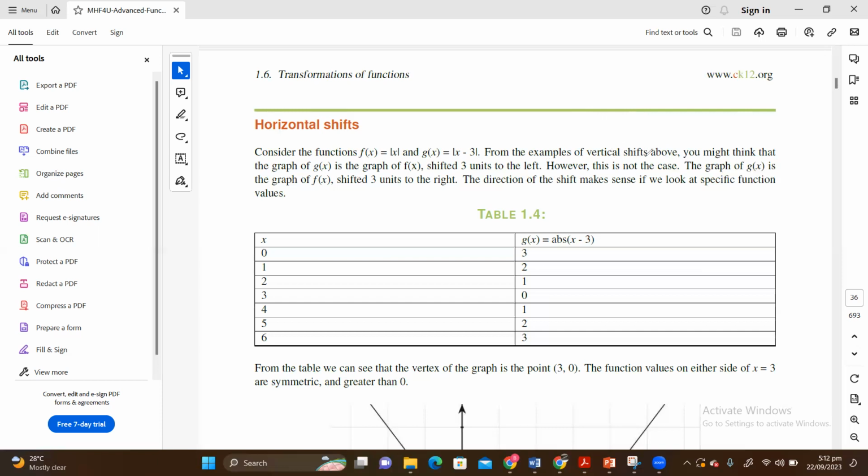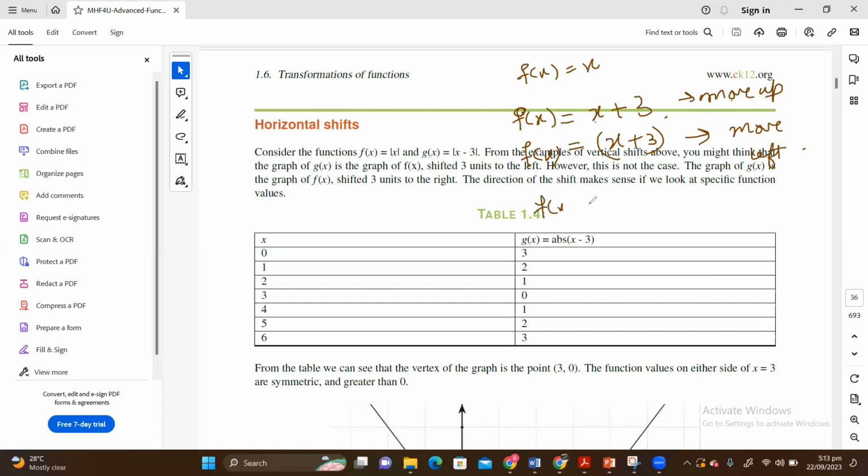From the examples of vertical shifts above, you might think that the graph of g of x, what is it telling? That if it is f of x, and if we have x plus 3, it means we need to move up. Similarly, originally it is f of x is equal to x. If it is x plus 3, it means move up. So if it is x plus 3, the intuition says to move right, but you need to move left.